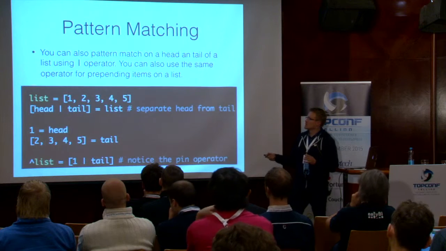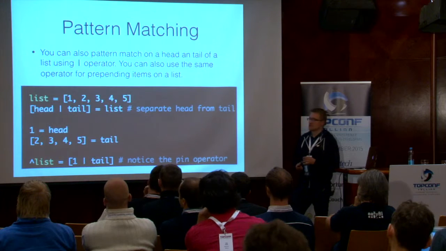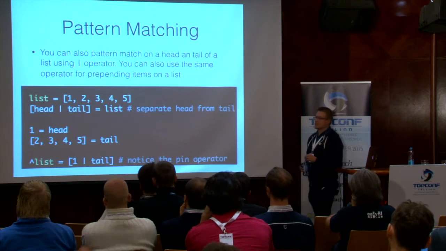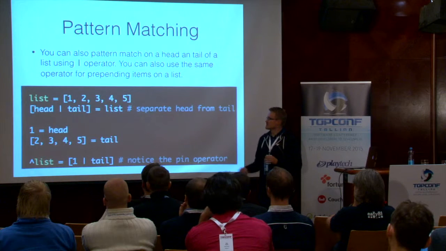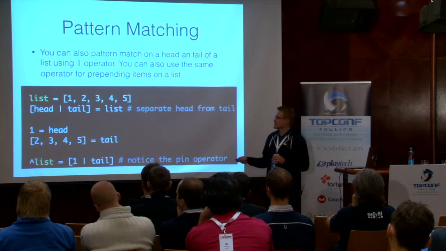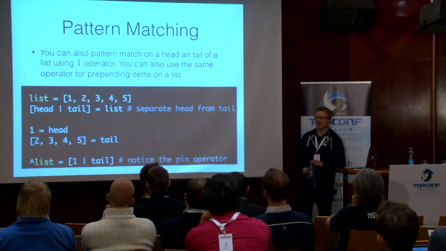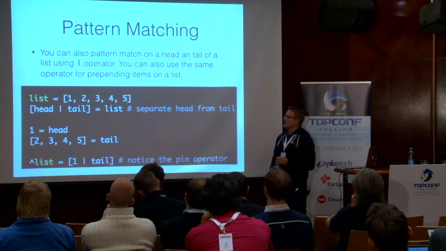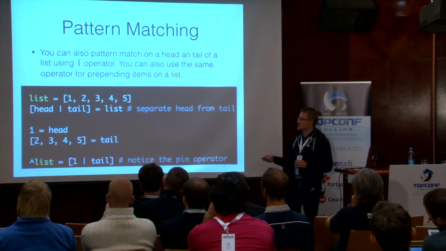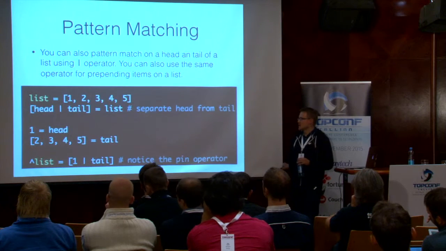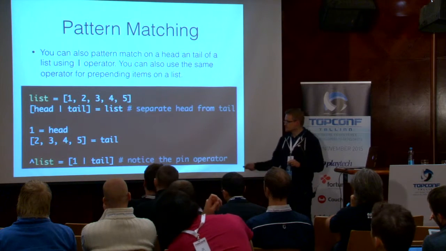So here we have a list of integers, and with this operator we separate the head from the tail. And here we assert that head is 1, tail is the rest of the list. And this is the only list operation that is fast. This is how we can prepend items to a list. So we use the same operator, but we prepend there.